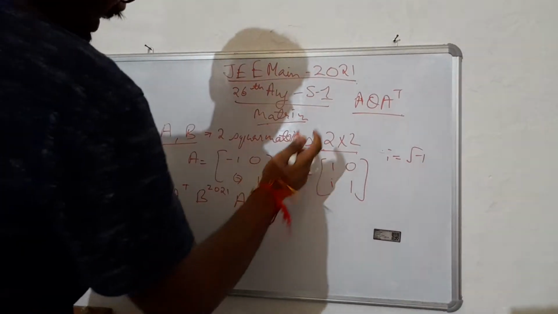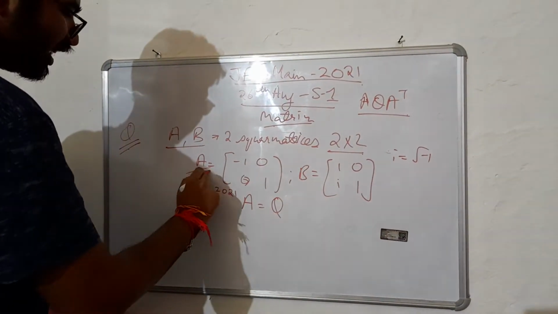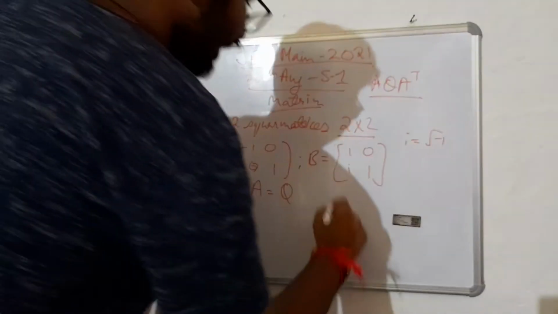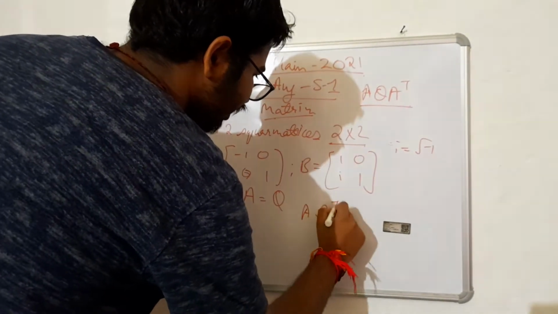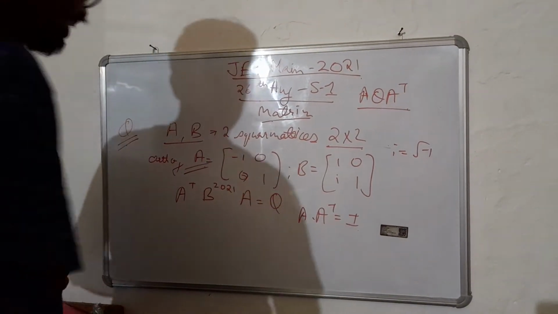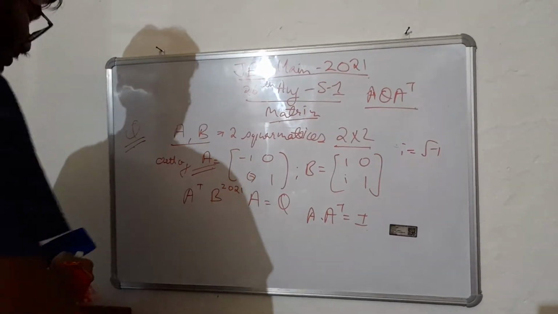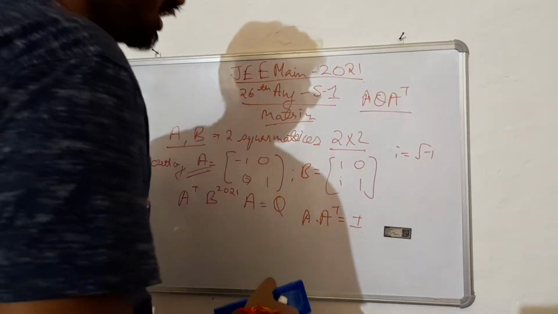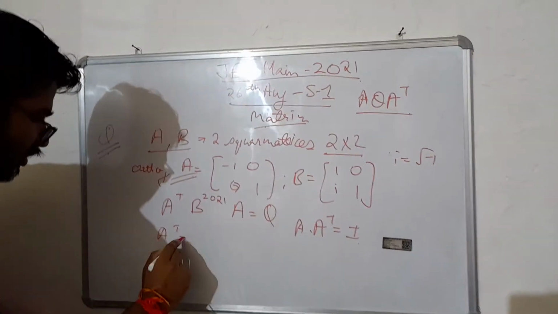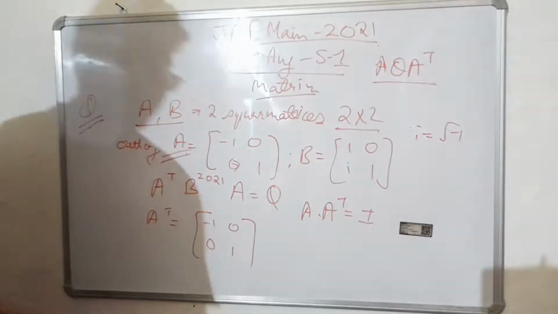First of all, we need to check if A is an orthogonal matrix. How do we check? We know that for an orthogonal matrix, A into A transpose equals I, the identity matrix. So let us do the transpose of A and then multiply A with A transpose to find if it is the identity matrix, then A will be the orthogonal matrix. So let us have a look at A transpose. A transpose is minus 1 0 0 1.